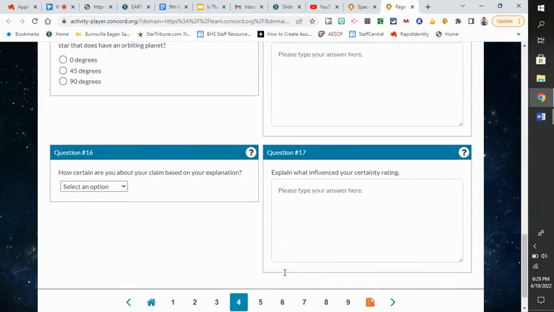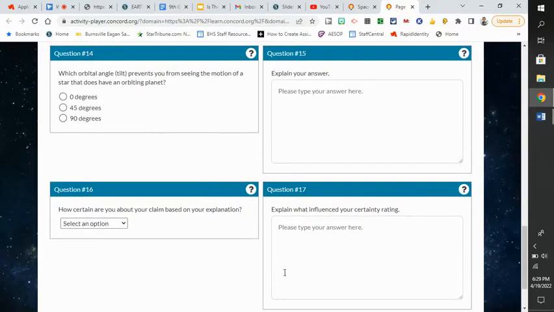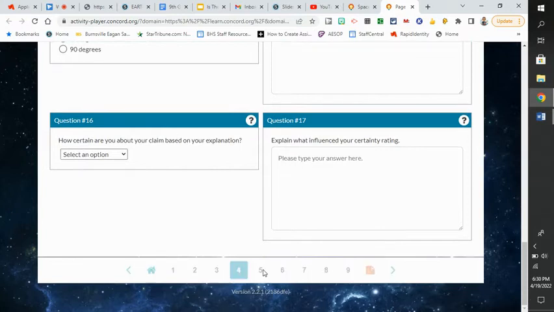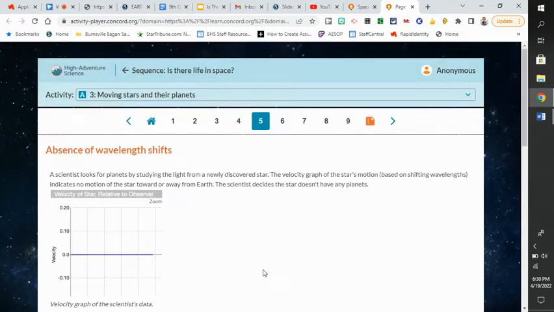Okay? Explain your answer. So when you explain your answer, you should indicate that when you adjusted the angle of the graph, describe what you observed. How certain are you, and what influenced your certainty rating? And you're answering the question, which orbital angle, 0, 45, or 90 degrees, prevents you from seeing the motion of a star that has an orbiting planet? Okay, I'll give you a moment and we'll go on to the next one.